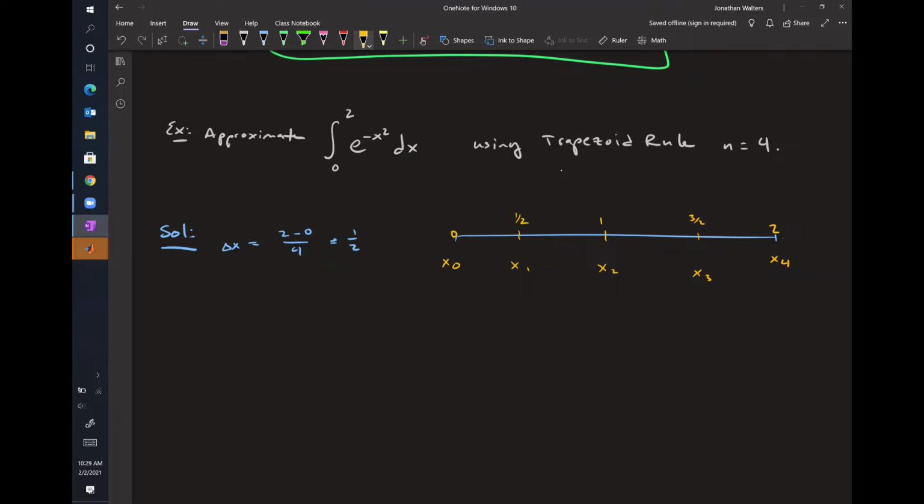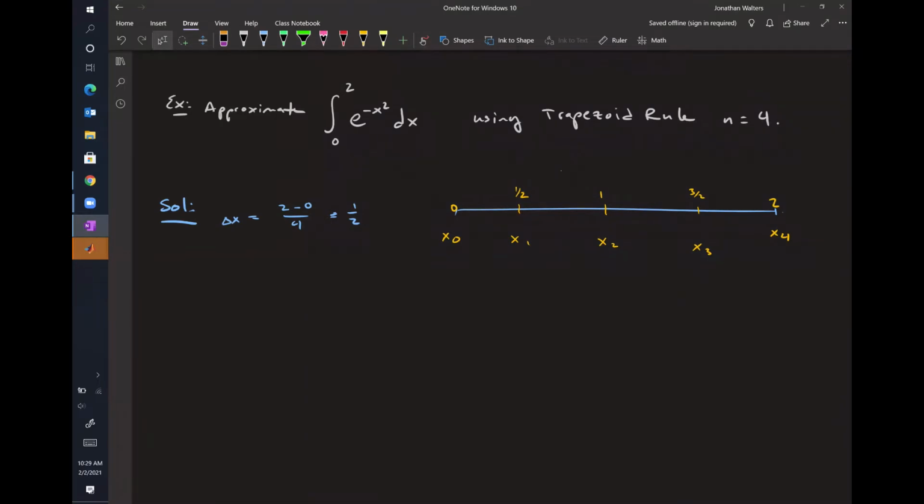So we've got our 4 subintervals. We're going to use our composite trapezoid rule to approximate this integral. Okay, so the composite trapezoid rule says, the integral from 0 to 2 of e to the negative x squared dx is approximately equal to T4, I'll call it, which is delta x over 2 times f of x0 plus 2 times the summation i equals 1 to 3 of f of xi plus f of x4.